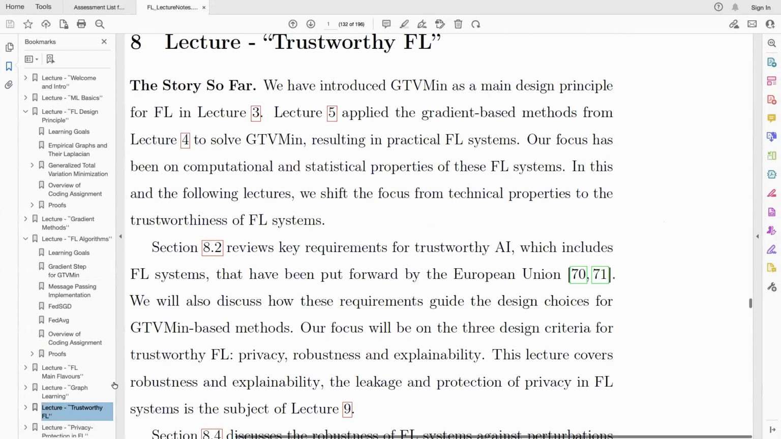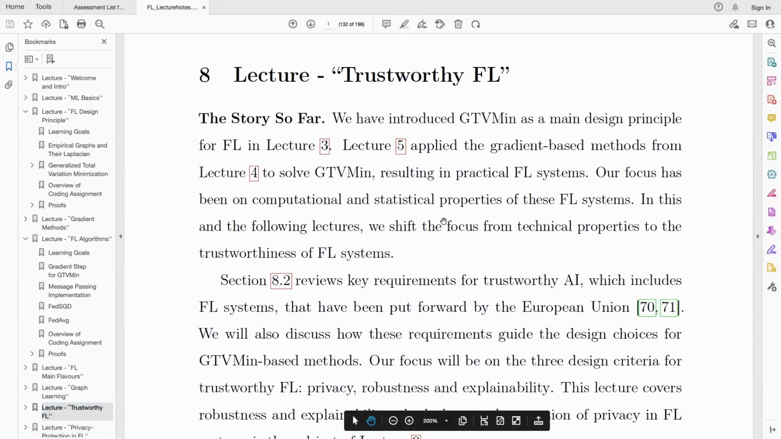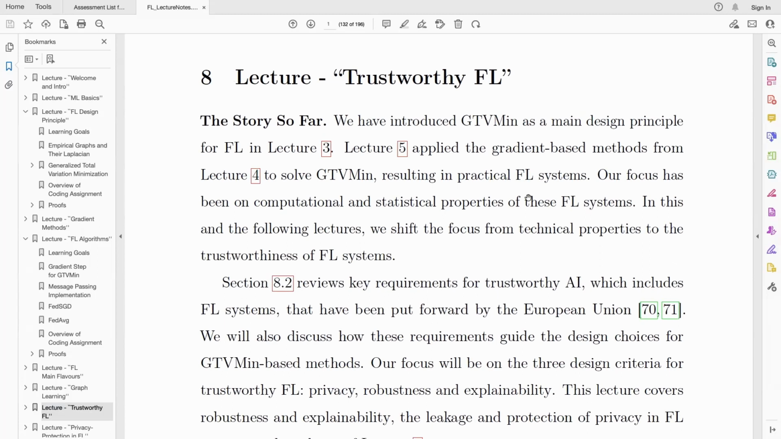So today, I want to talk about the main component of federated learning. We have talked about several components of federated learning so far: data, local models, loss functions. Then we have bound them together in a principle called GTV minimization. And as a result, when you solve GTV minimization, you get local model parameters. And at some point, we need to do something with the learned model parameters. So the main component of federated learning is the human user.